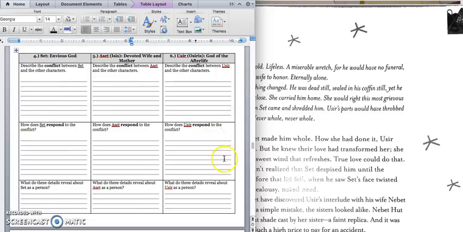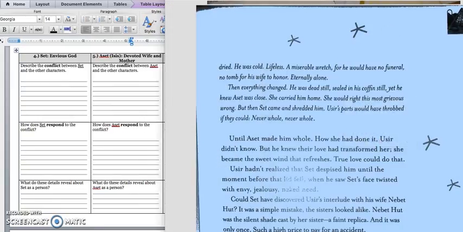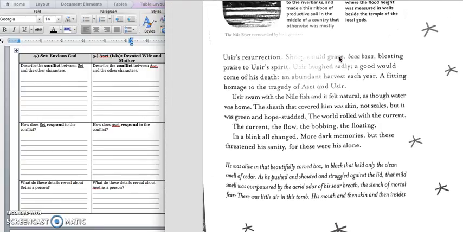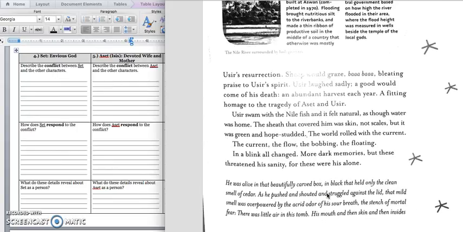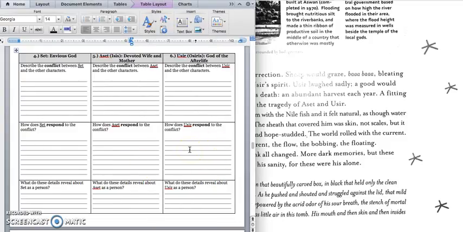And it says, how does he respond to this conflict? If we go back into the text, when Usir is just getting into the Nile River, he says he's going to flood the Nile River every year as a memory of Aset and what Set did to her. Okay, so he says in the text on the first page, but he would honor the enduring grief. Yes, he would make the river flood yearly. When the waters retreated, they would leave behind silt and enrich the land so plants would find purchase. The land would resurrect to match Usir's resurrection. Okay, so he responded by flooding the Nile River every year to honor Aset, so that new life can grow.